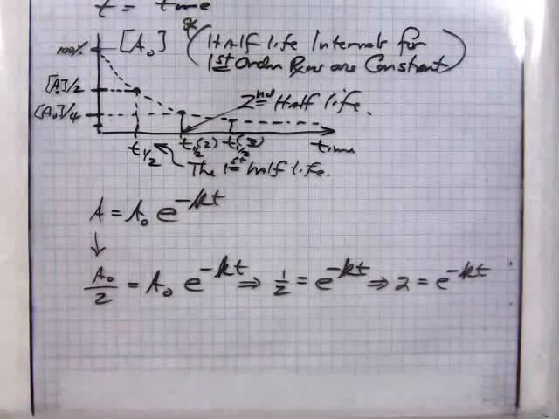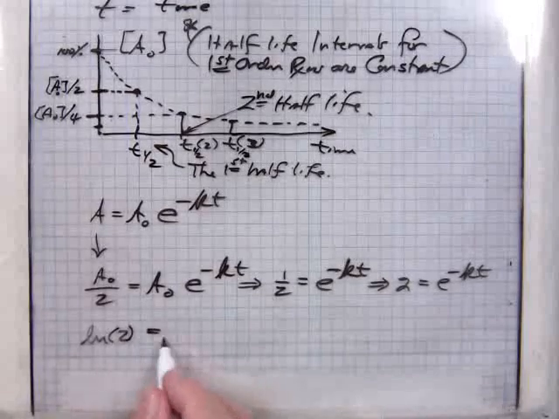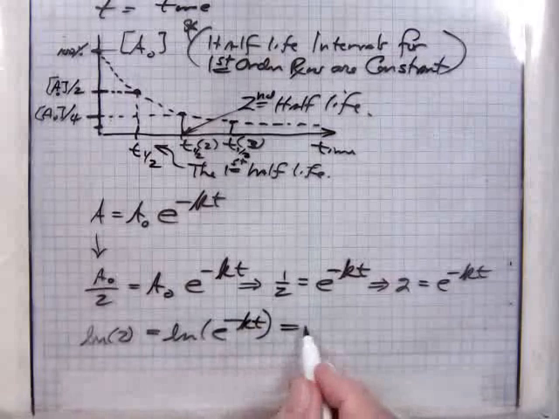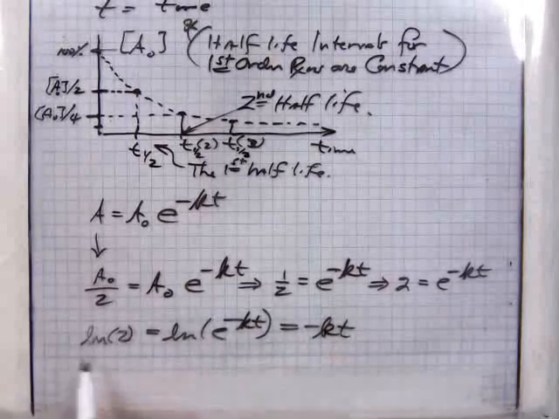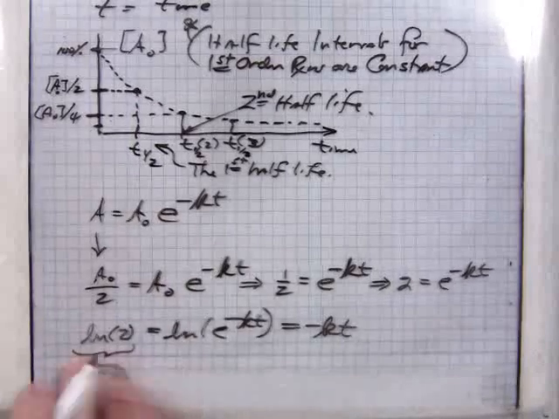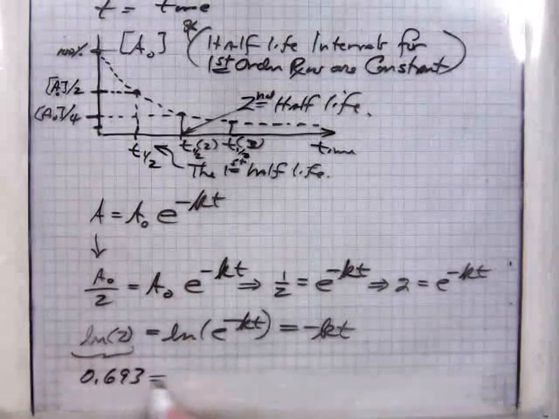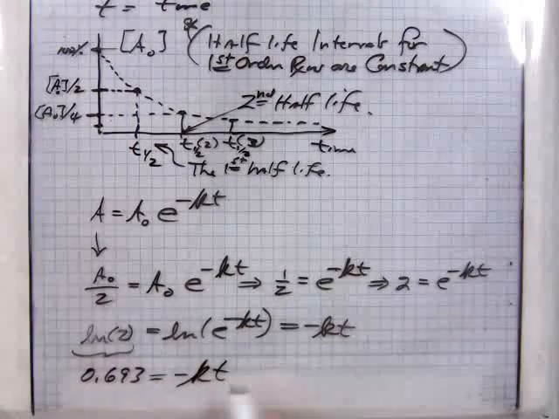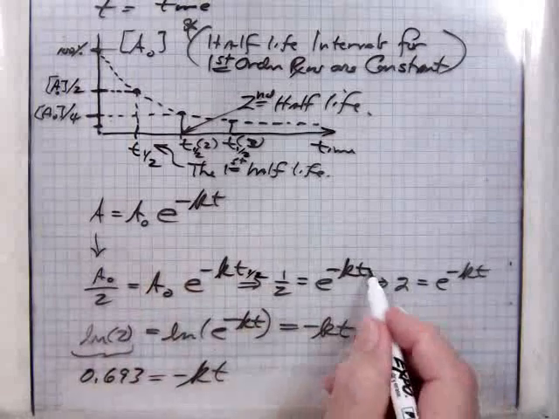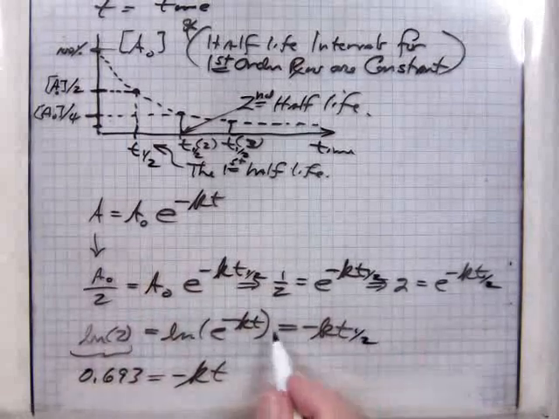This is a classic development. So it's ln of 2 equals ln of e to the minus kt, and that's equal to minus kt. Well, the ln of 2 is 0.693, and that's equal to minus kt, and since t at this point is the half-life, you now have a half-life expression.